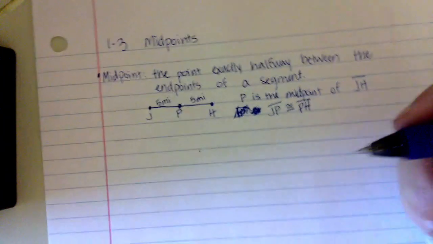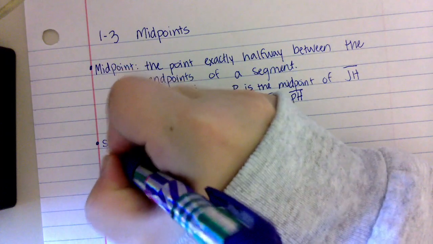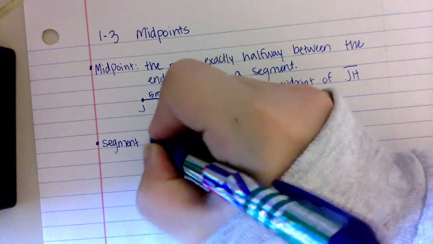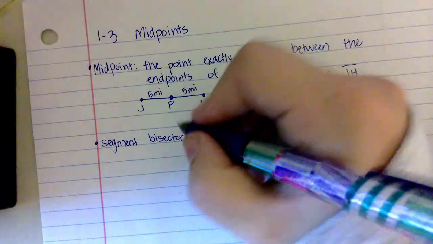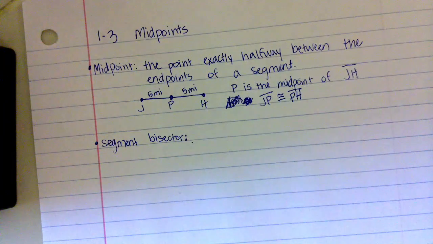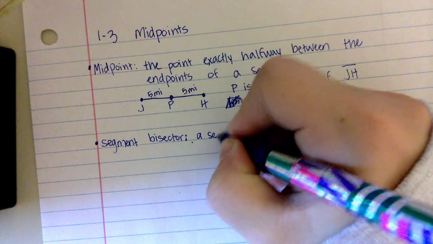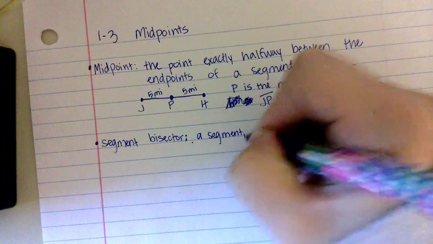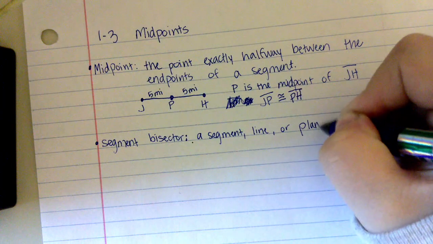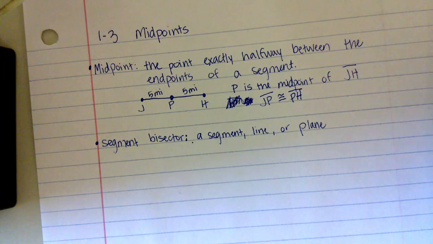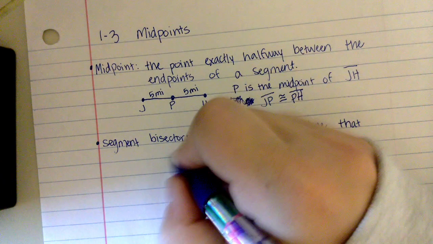All right. Other word for today is segment bisector, which is really similar to midpoint. Okay, and a segment bisector is a segment, line or plane that cuts a segment in half. We're going to do an example in just a moment.